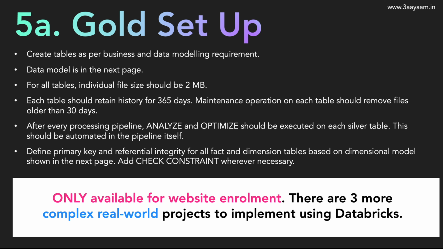After every processing pipeline, you'll have to include the analyze and optimize, just like the silver layer, and you'll have to define primary key and referential integrity for all fact and dimension tables based on the dimensional modeling, which is shown in the next page. And add check constraint wherever necessary. This is also important because if there is some violation, it will error out. Then you know that either your processing is wrong or the data is wrong. So you can find out where the error is. And this is true for the silver layer also.